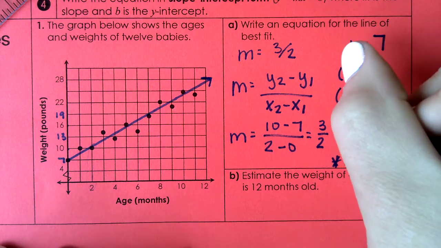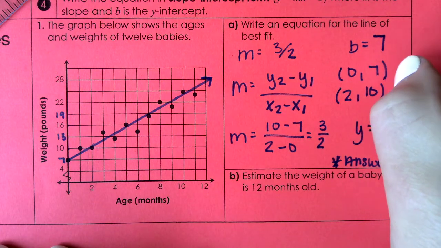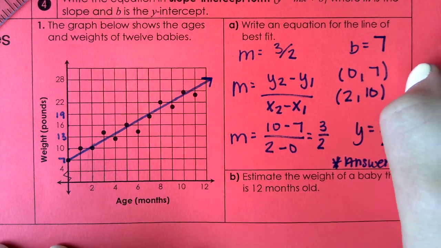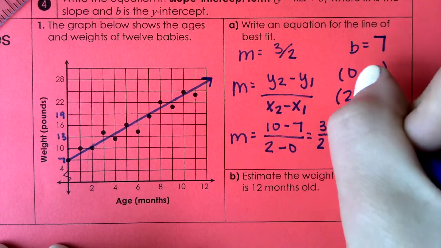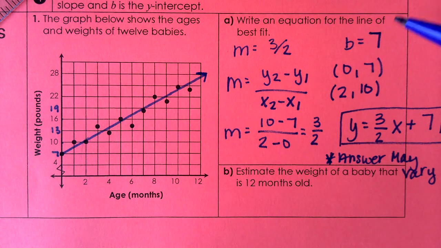So what's my equation then? Mine is y equals 3/2 x plus 7. What's going to vary is our slope. Our y-intercept should not vary because we all should be starting at the same point.